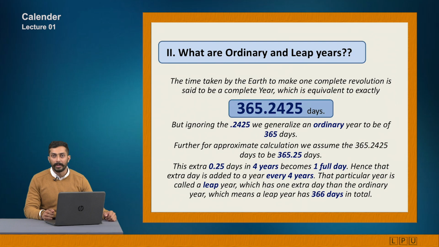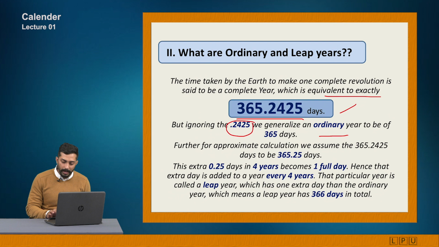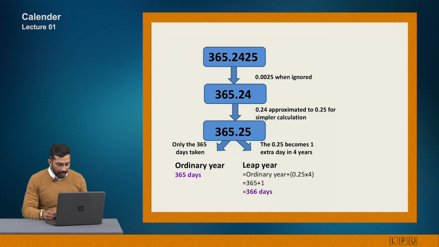So first of all, what are the ordinary and leap year? The time taken by Earth to complete a revolution is said to be a year, and we have this as 365.2425 days. So these 0.24 days are considered in the ordinary year, but if we calculate over 4 years, it becomes one full day. Hence, every 4 years there is an extra day, which is called a leap year. So in that particular year, we are taking 366 days.